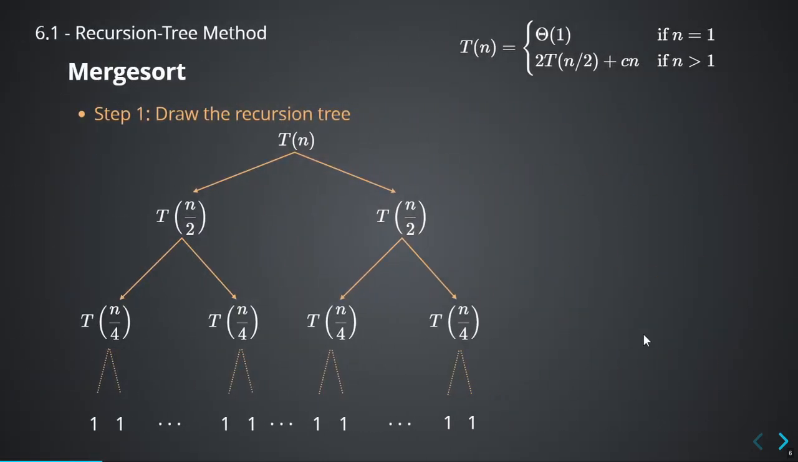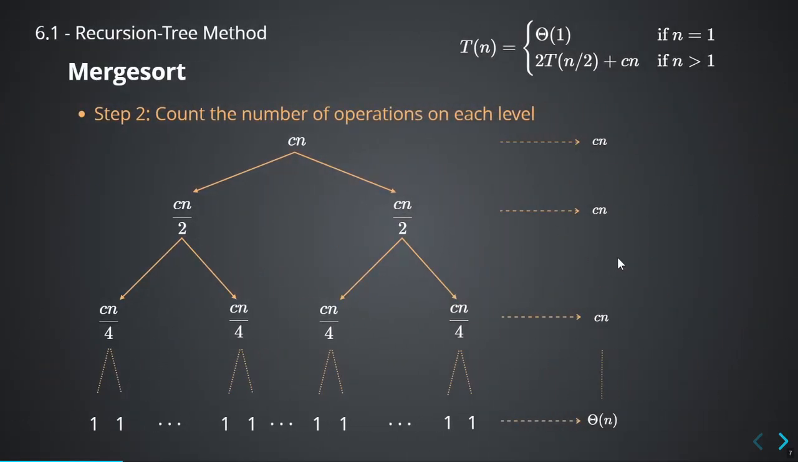Okay, step 1, draw the recursion tree. Here it is. So T(n), again, is the number of operations that you're doing. That depends on 2 times T(n/2). So you have these 2 here. That depends on 2 times T(n/4), and so on. That's your recursive function. And on the leaves, you have 1 operation each. That's the recursion tree.